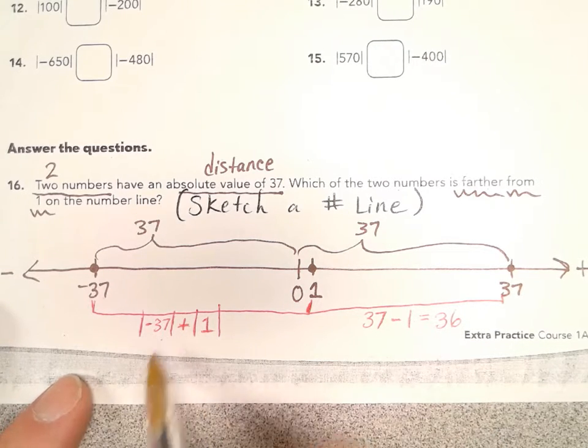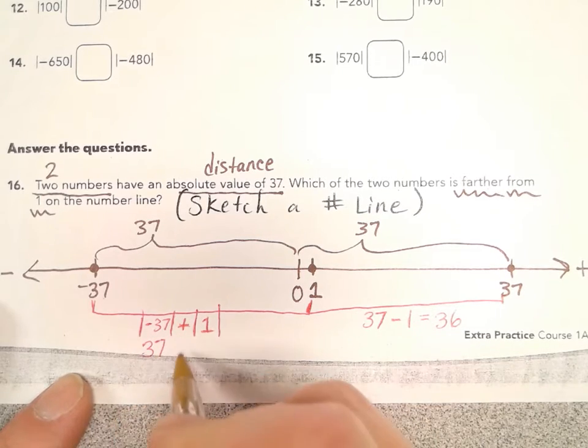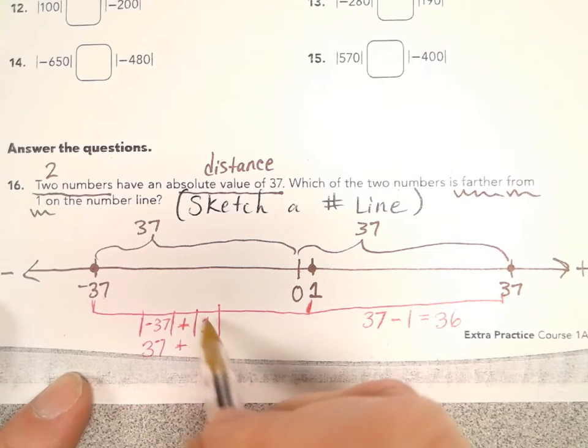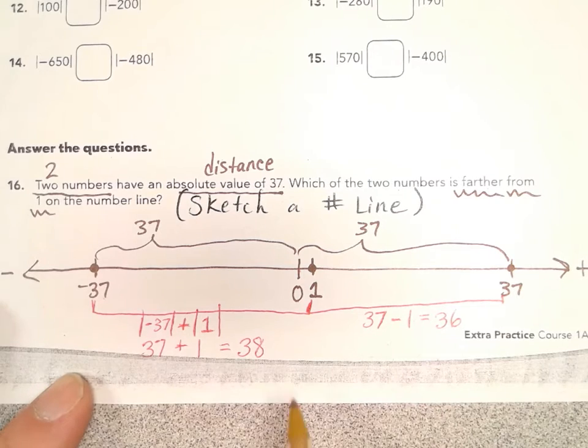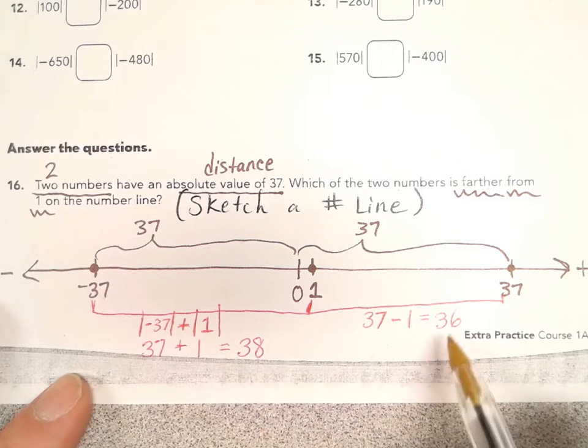So how far away is negative 37 on the number line? 37. And if I add the distance to 1, that would be 1 more unit. 37 plus 1 more gets me 38. If I compare this 38 to this 36, I can definitely tell who's farther. 38 is farther than 36.